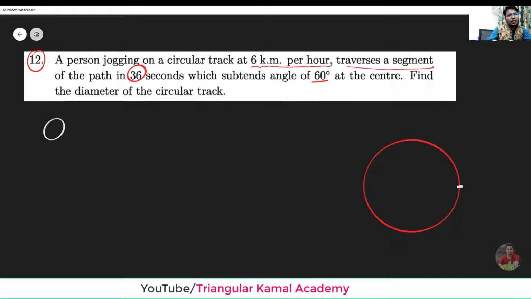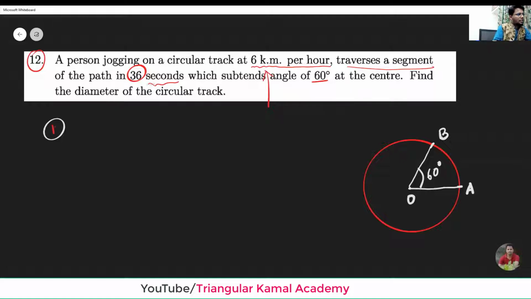Suppose the person started his journey from A and completed his journey at point B within 36 seconds. The arc AB subtends an angle of 60 degrees at the center of the circular path, and here the center is O. So he travels from A to B within 36 seconds, and the speed is given as 6 km/h. One point you have to understand: the time is given in seconds and the speed in kilometers per hour. That's why we have to convert his speed into meters per second.